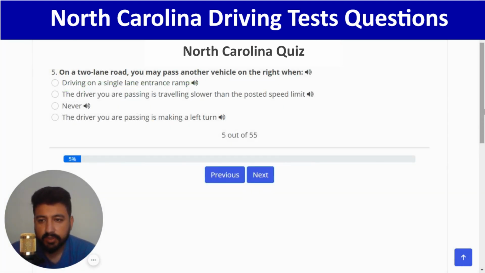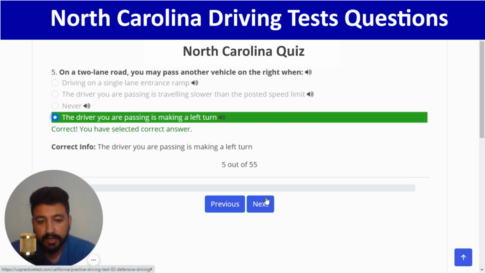The fifth question is on a two-lane road, you may pass another vehicle on the right when. The right answer is the driver you are passing is making a left turn. So I'm going to click on the last option, correct, and next.